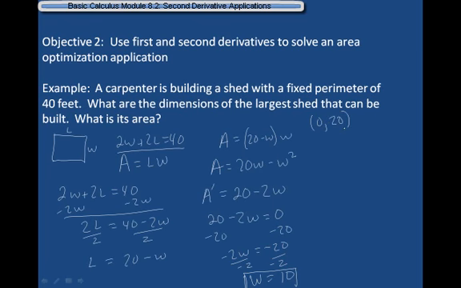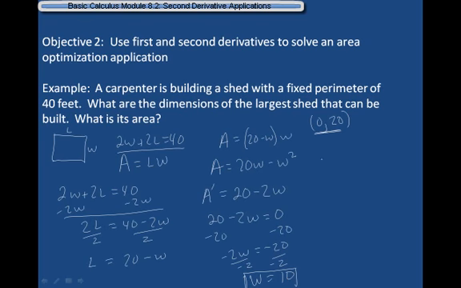Here's why. Obviously, you can't have a width of 0 or you'd have an infinitely thin shed. And if your length was 20, then you would have 20 here and 20 for the lengths, which would give you no width. We know that our lengths and our widths have to be between 0 and 20. Since we've got W is equal to 10, we can take the second derivative and find out if it's going to be a maximum or minimum point. See what this critical value is going to be.